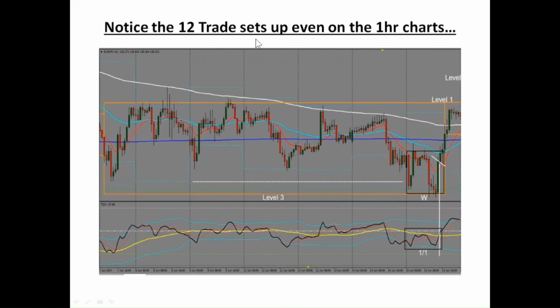Notice the 12 trade setup even on the 1 hour chart. So here this is level 3, right? They hit it, they pulled off. Here's my blue tracer. They come right to the blue tracer and they give me a W right in here. Okay, again, notice the out of the band, in the band. Out of the band doesn't matter. The first out of the band just simply doesn't mean anything, because out of the band with no divergence is still out of the band. Out of the band, in the band, RSI above the market baseline.